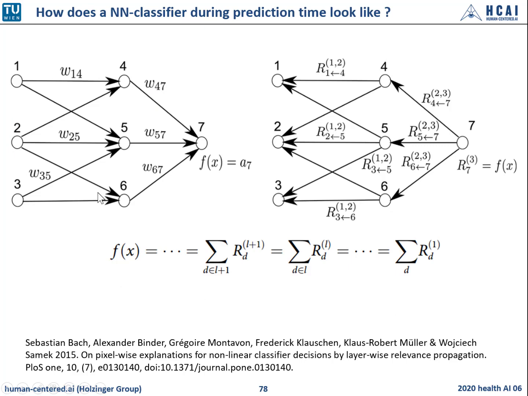Okay. So how does a neural network classifier look like during prediction time? This is beautifully shown here in detail. On the left, a neural network shaped classifier during prediction time. So w_ij are the connection weights, and a_i is the activation of neuron i. And on the right, the neural network shaped classifier during layer-wise relevance computation time. So R_i is the relevance of neuron i, which is to be computed. In order to facilitate the computation of R_i, they introduced messages called R_ij. This is the relevance score.